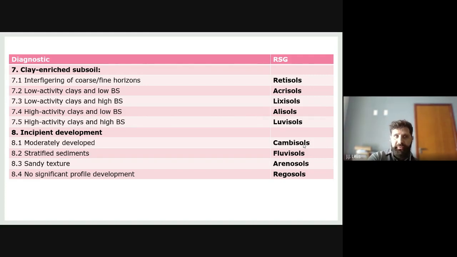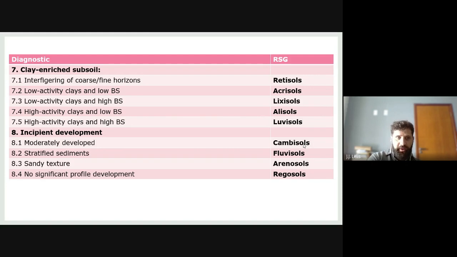If we did not have this differentiation of horizons, of different texture horizons, and we only have low activity clays with low base saturation, we call these soils Acrisols. And here we just need to pay attention that we are talking about physical chemical soil properties and chemical soil properties.